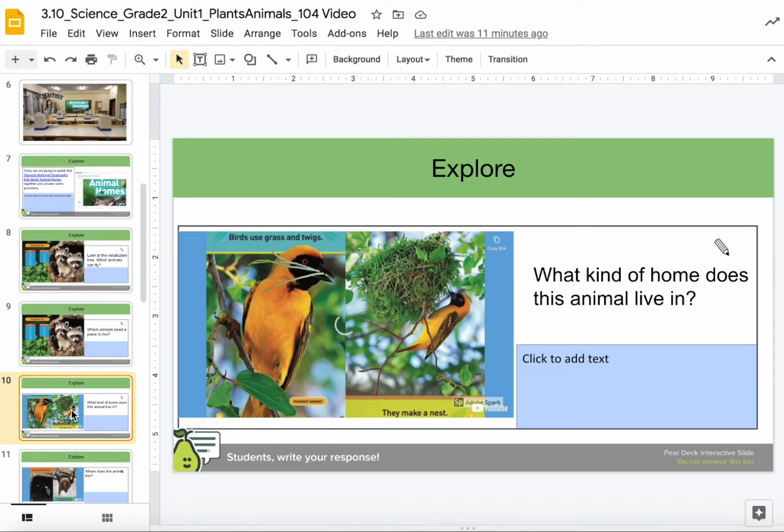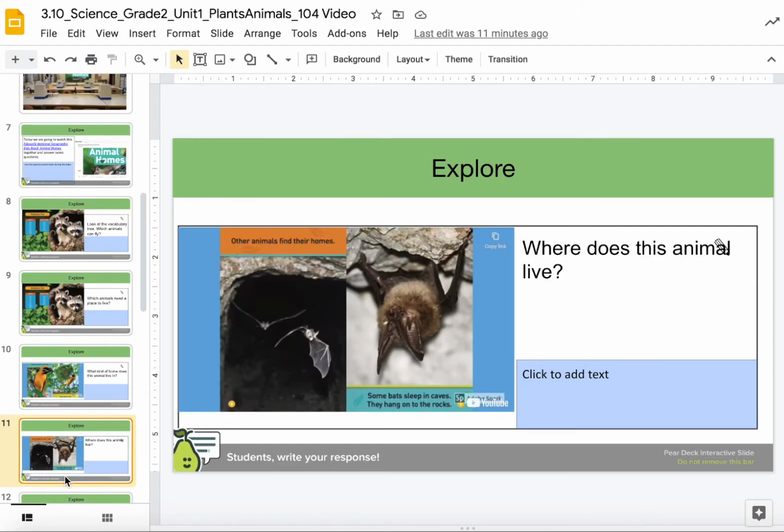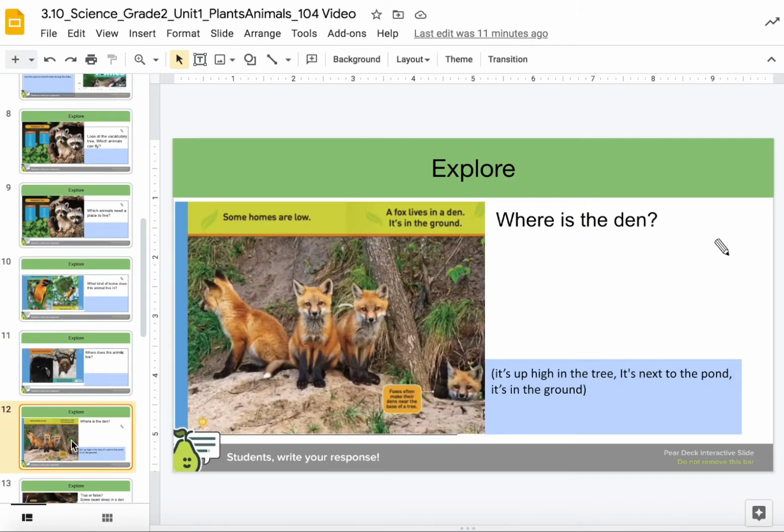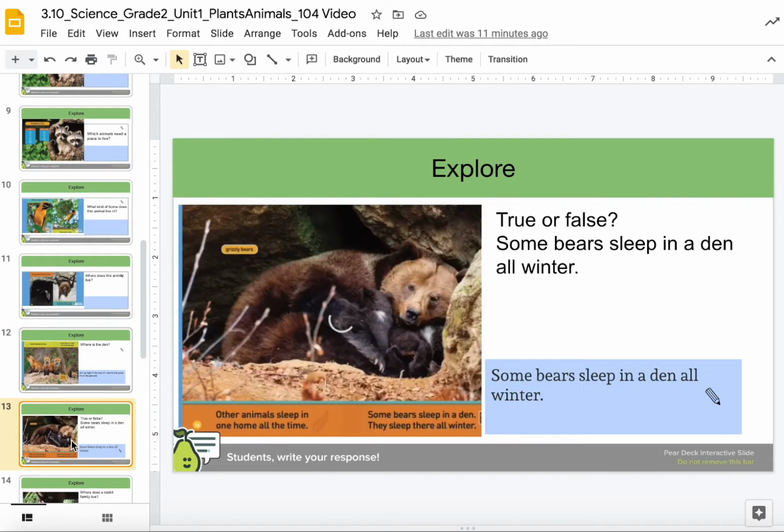What kind of home does this animal live in? Think, think, think, Science Explorers. Write your response. Where does this animal live? Think, think, think, Science Explorers. Write your response. Where is the den? Is it high up in the tree? Is it next to the pond? Or is it in the ground? Think, think, think, Science Explorers. Write your response. True or false? Some bears live in a den all winter. Think, think, think, Science Explorers.